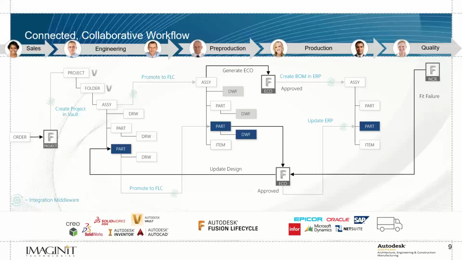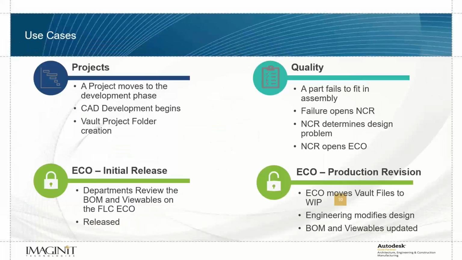I want to talk about some specific areas of common use cases of how we would do this. So one would be the idea that we would start a project in Fusion Lifecycle. The project moves to a particular phase, the development phase, right? We need to start building the things around this. So we need to start CAD development, and folders would automatically be created in Vault where those files are supposed to go. I like that one because it's so simple. It's really understandable. I'm creating a project, it creates a folder in Vault. From there, we would release the files.